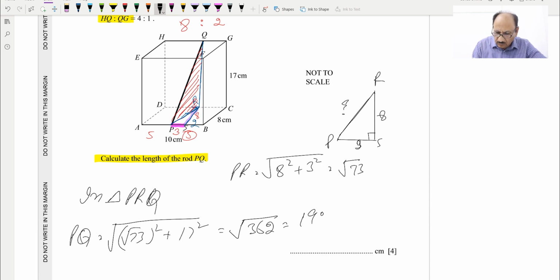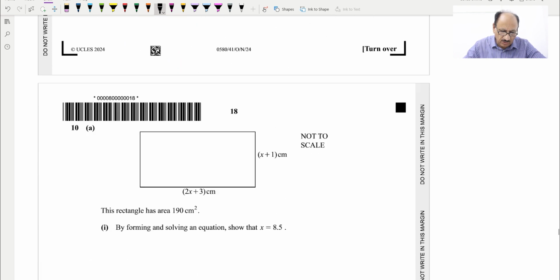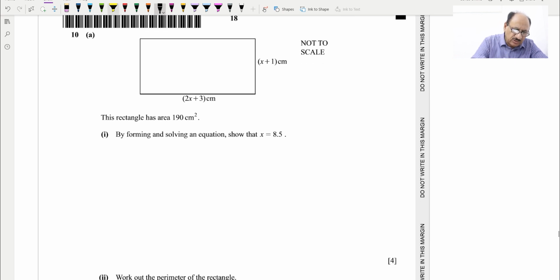19.026, or we can write 19.0. This will be in centimeters. This is a 4-mark question which we have done. Hopefully you understood this. Now this is question number 10.